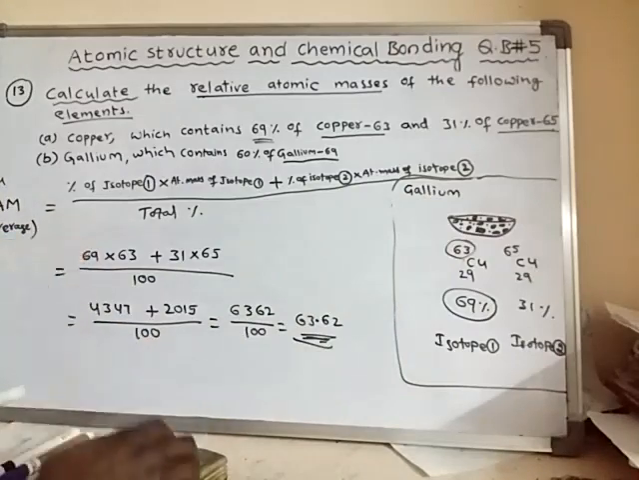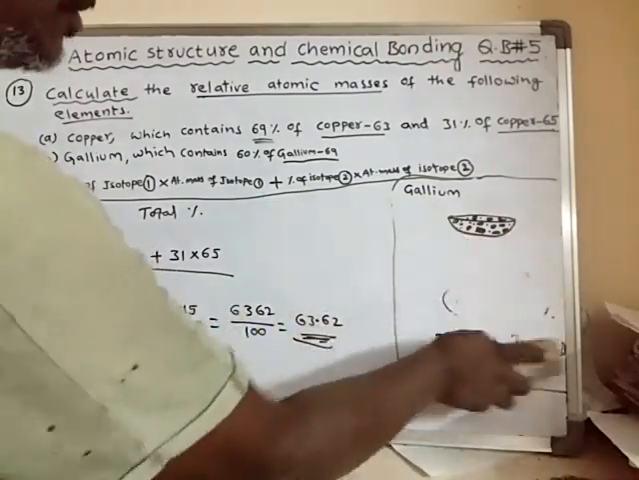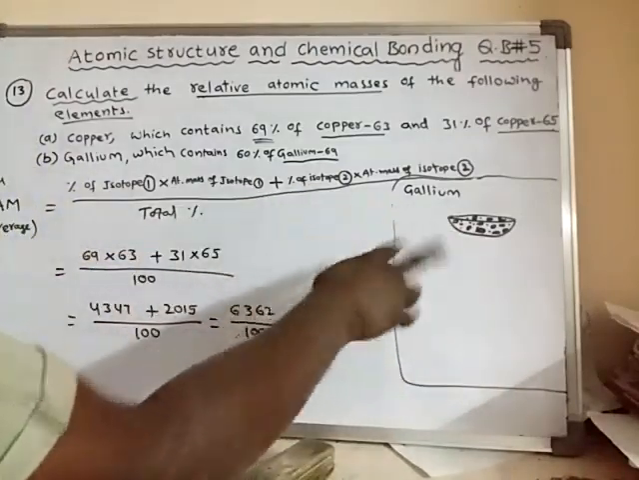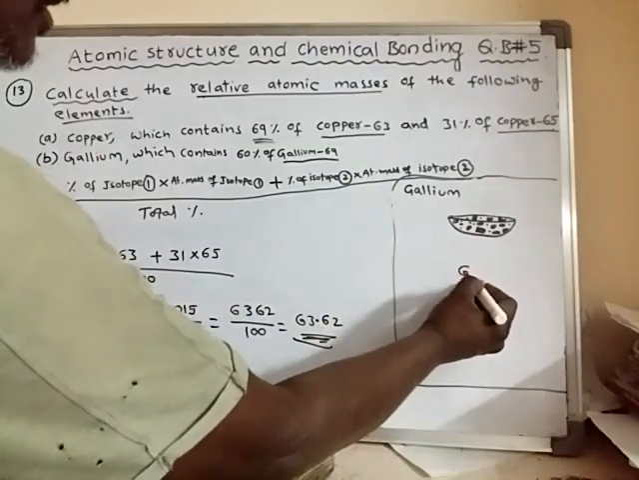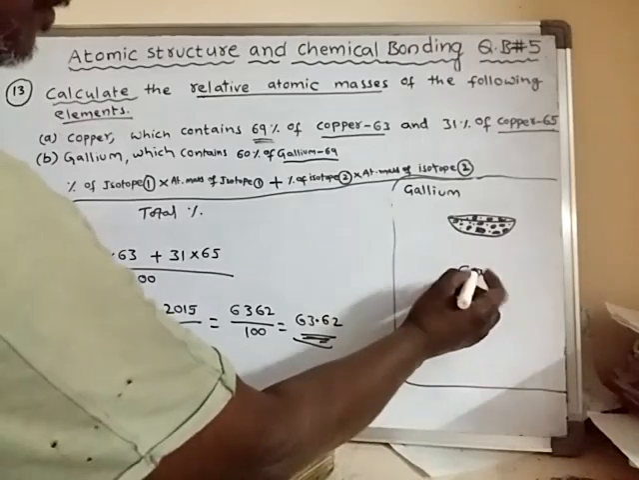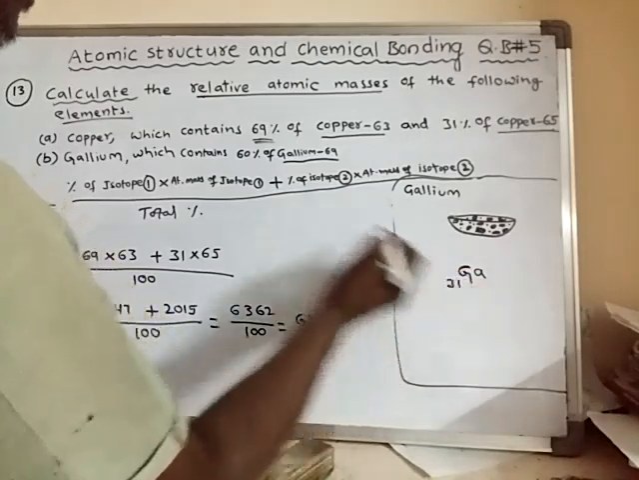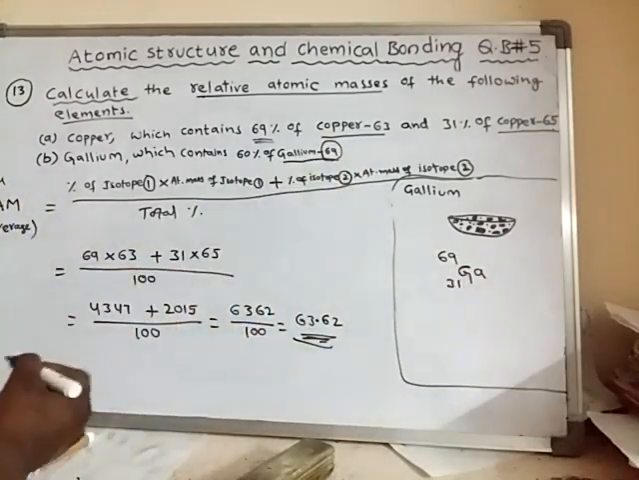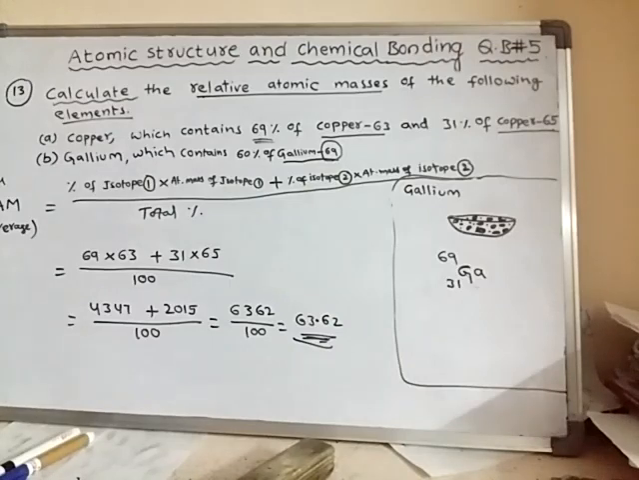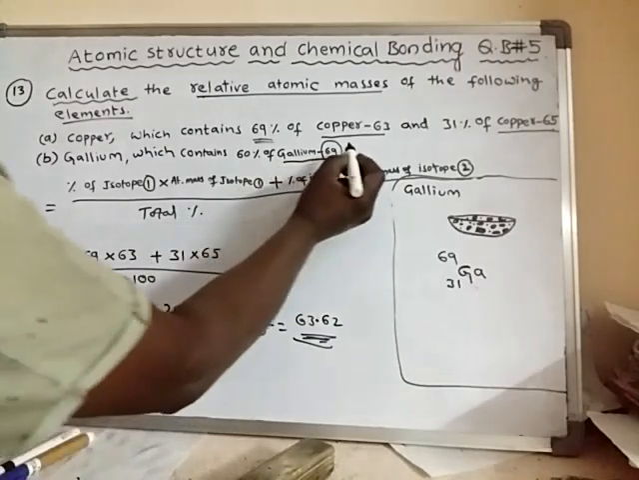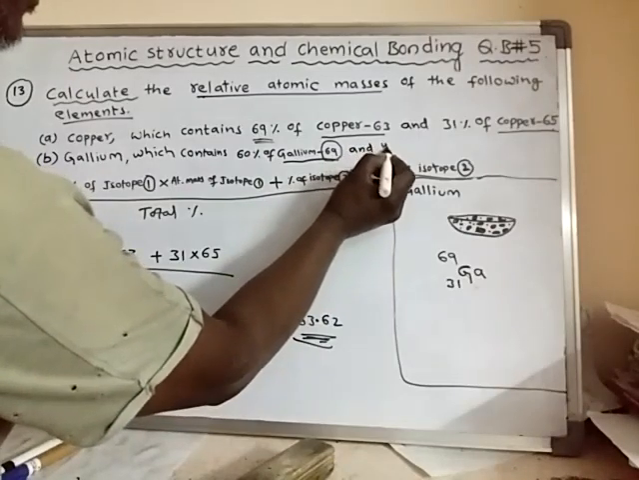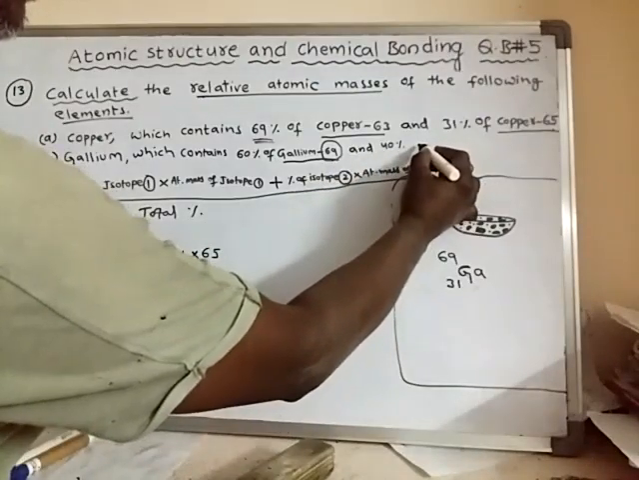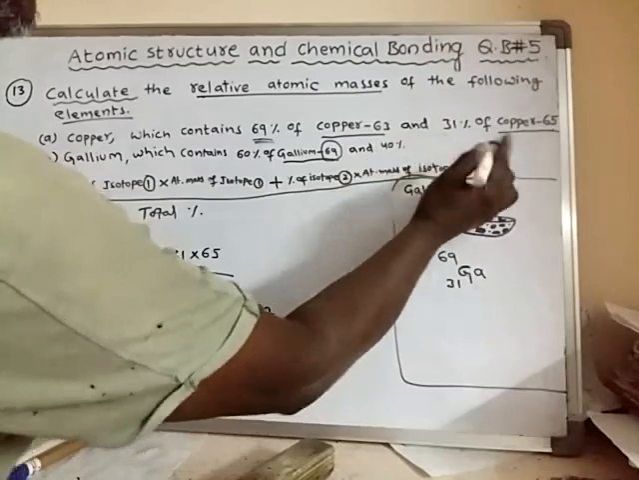So now we will change these elements. Here it is gallium, and there are two types of gallium atoms: gallium 69 and gallium 71. What does this number indicate? This indicates the atomic mass, or mass number. 60% of gallium 69 and 40% of gallium 71.